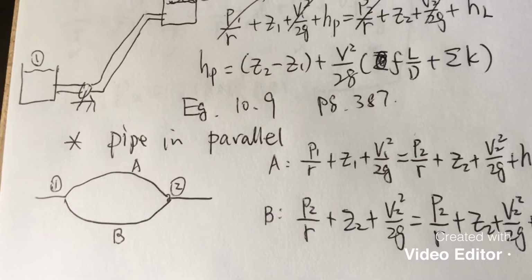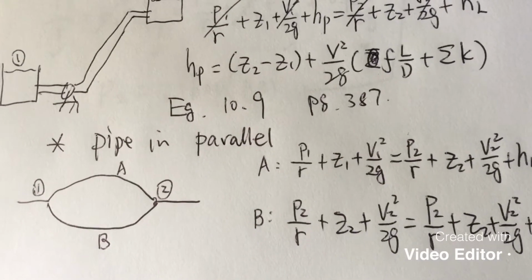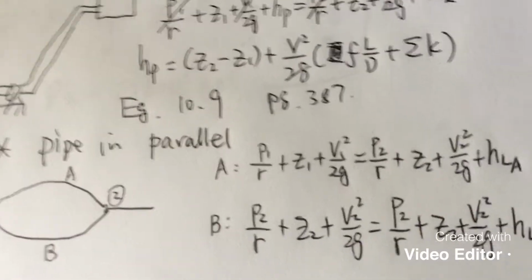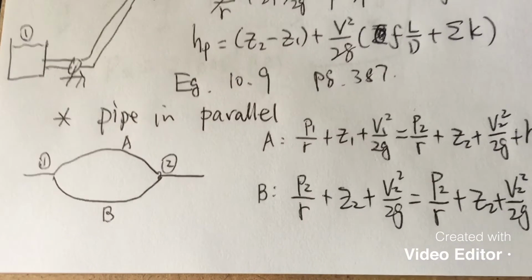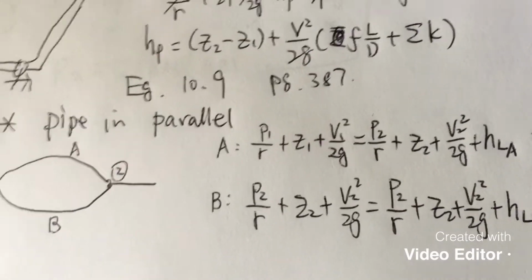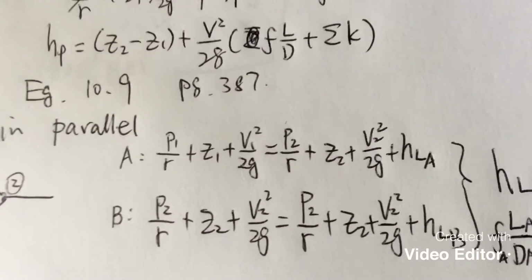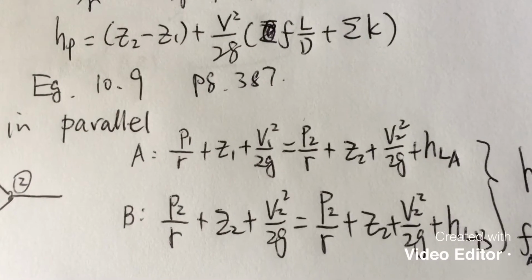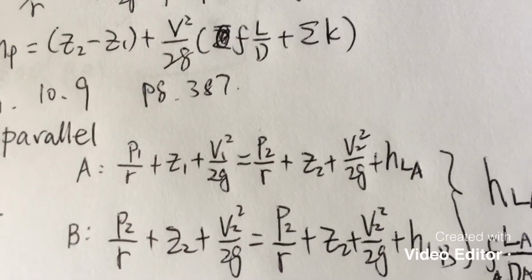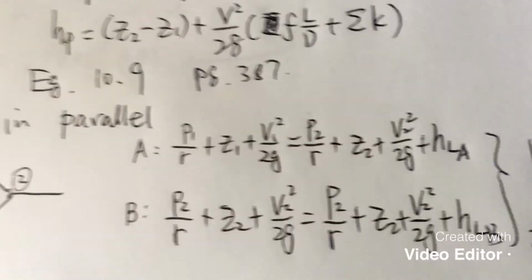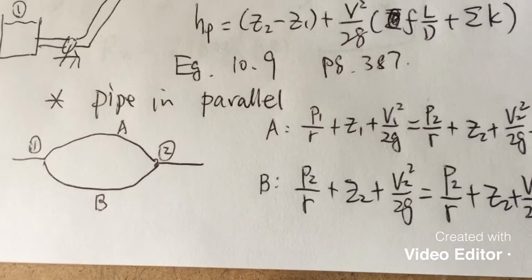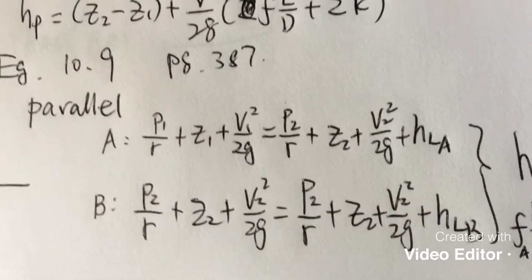Okay, so I put 1 and 2. You can write down the energy equation between 1 and 2, right? From both routes, right? So route A, you will have an equation, right? Okay. Route B, you will have an energy equation between 1 and 2, right? Okay. So route A, look at the equation: P1 over gamma plus Z1 plus V1 square over 2g, and at 2 is P2 over gamma plus Z2 plus V2 square over 2g plus a loss HLA, let's say loss of the branch A. But for the B route, you look at the equation.